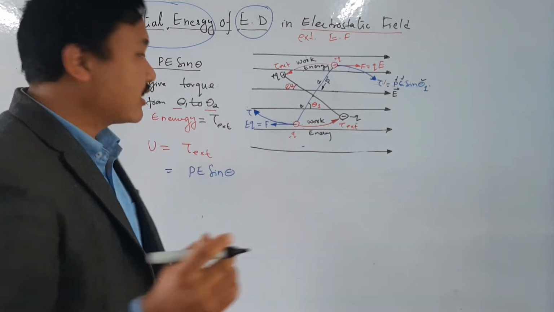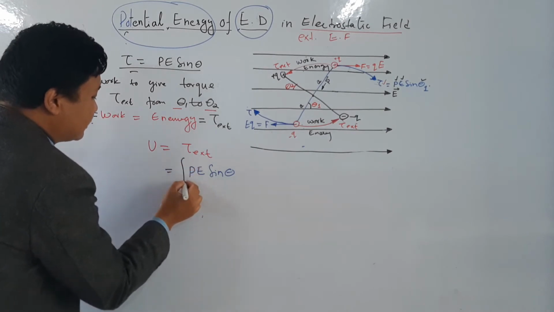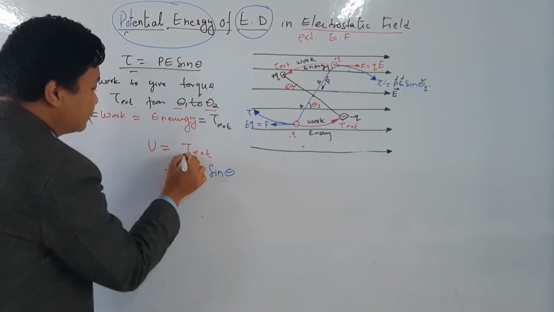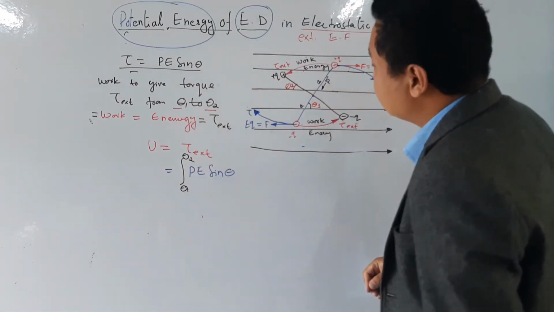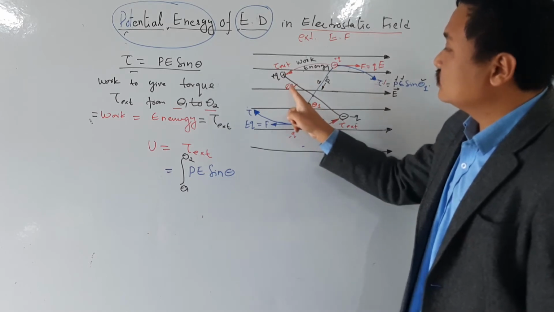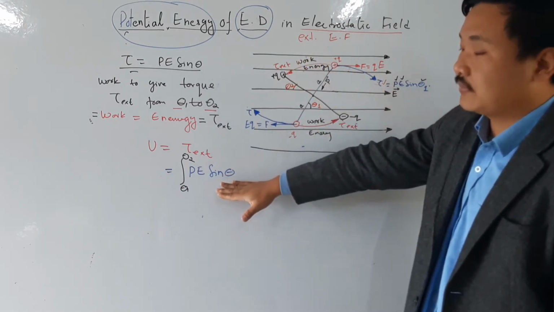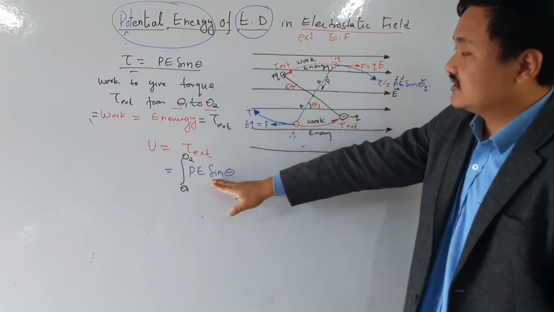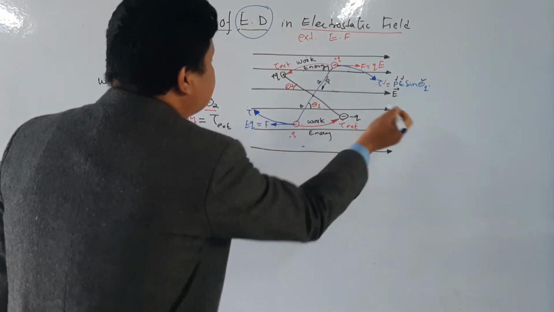I am doing work from where to where? Theta 1 to theta 2. So I will get theta 1 to theta 2. Why am I integrating? Because I am doing work to give external torque from theta 1 to theta 2. It was like this, and I rotate it like this. Okay, PE sine theta. And remember, how much is this theta?